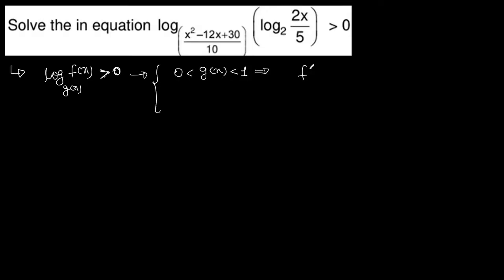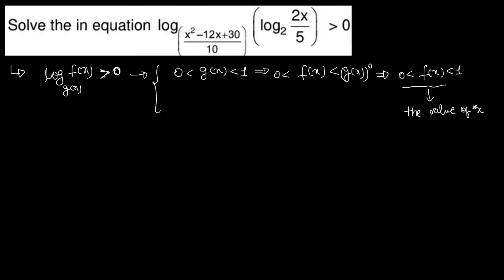Our inequality is getting changed, isn't it? fx will be less than gx to the power 0 and fx will be bigger than 0. If you go further, it is fx is bigger than 0, less than 1. So you solve from here the value of x, and from here you solve the value of x, and you do and with both of them.